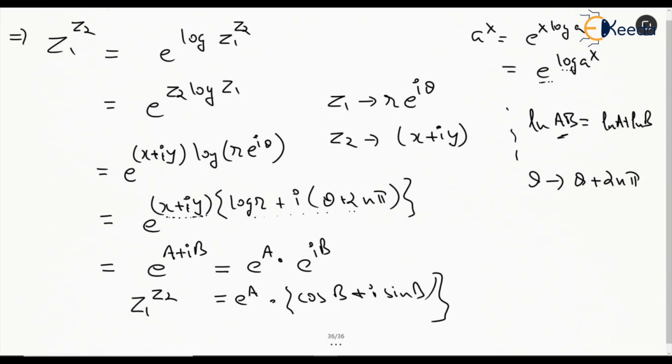So this e to the power a will be taken as r, or the absolute value, and this cos b plus i sin b will have the modulus 1, but it can give you the angle, right? So this is how we can write a complex power raised to another complex power. We'll see some questions on this also.